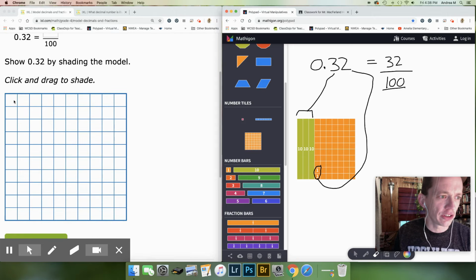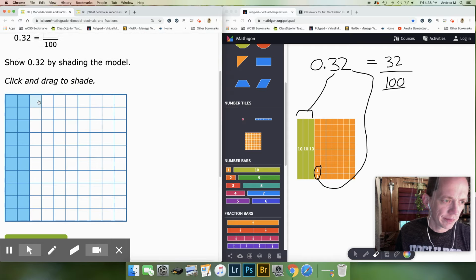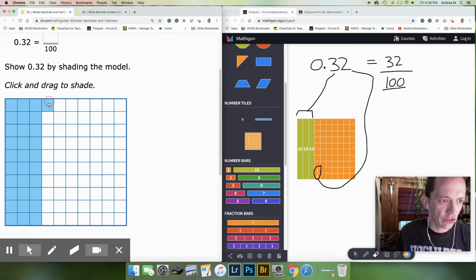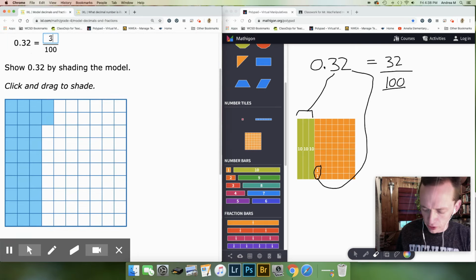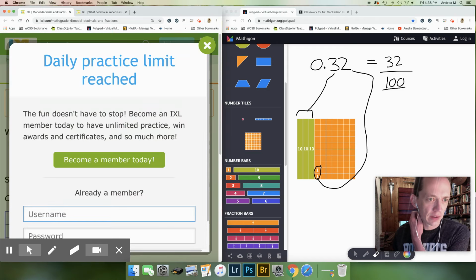So strategy on this one, so we're not clicking each one individually. We can count by tens. Whoop, hold on. So that's 10, 20, 30. Double check. That's 32 hundredths right there. Finish it off all the way. Perfect. 32 hundredths. Got it. That's right. And we've reached our daily practice limit. You know what? That means this video is now over.